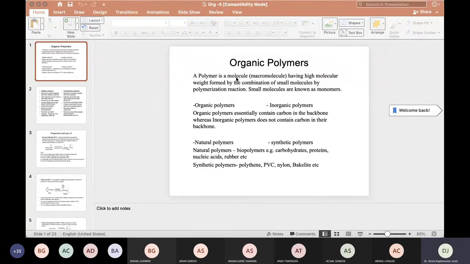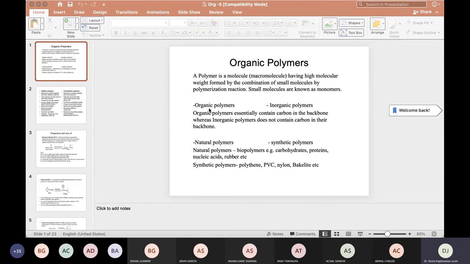A polymer is a huge or giant molecule having high molecular weight that is formed by the combination of small molecules or small units by a polymerization reaction. The small units are known as monomers, whereas the huge or giant molecule is known as the polymer. And this polymer can be classified as organic polymers, inorganic polymers, natural polymers, synthetic polymers.